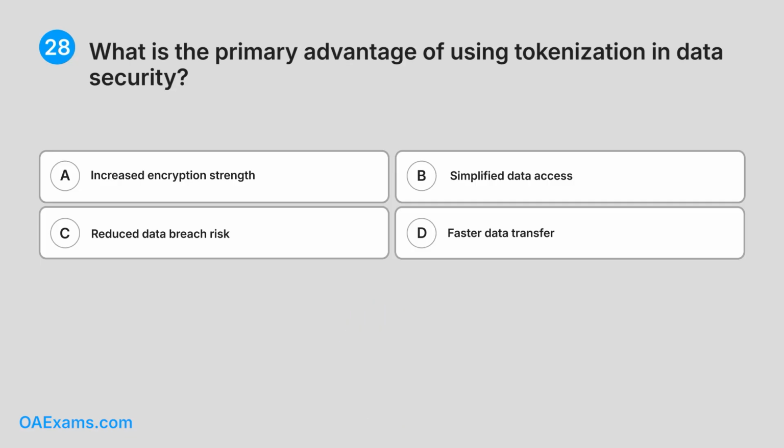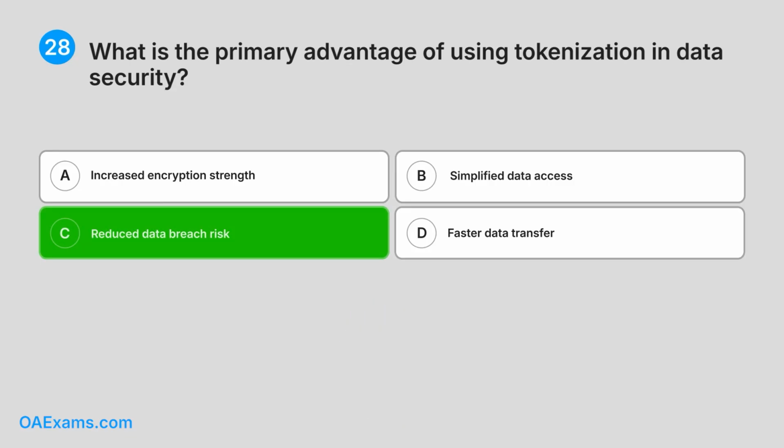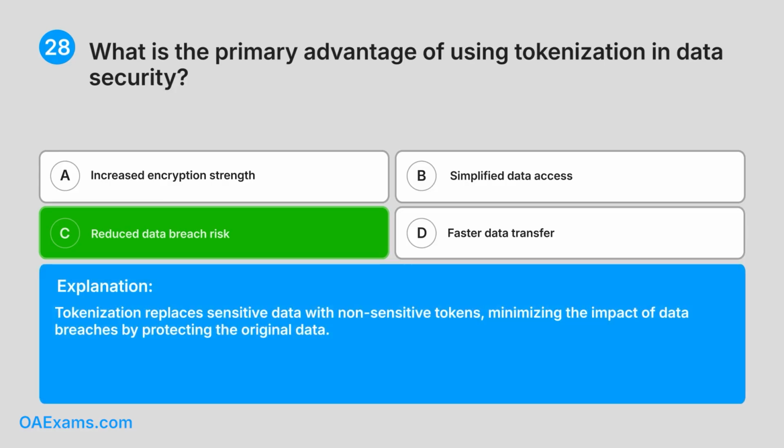Correct answer, C. Reduced data breach risk. Explanation. Tokenization replaces sensitive data with non-sensitive tokens, minimizing the impact of data breaches by protecting the original data.